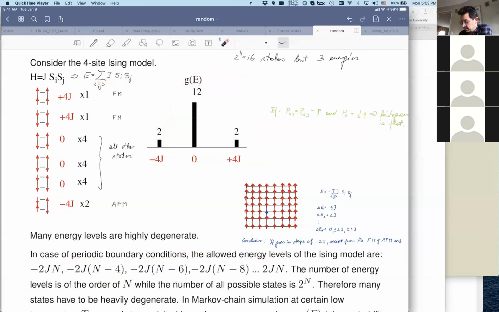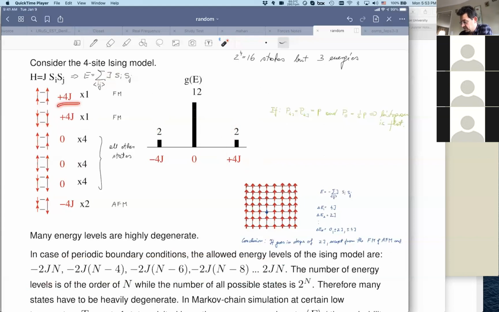So we consider all possible states. There is this ferromagnetic ground state, when all spins are up, and we know that this has energy 4J. Why? Because there are 1, 2, 3, 4 links, and each link contributes J, so the energy is 4J. Then when all the spins are down, of course, the energy is the same, also 4J. And that's all. There are no other configurations that have energy 4J.